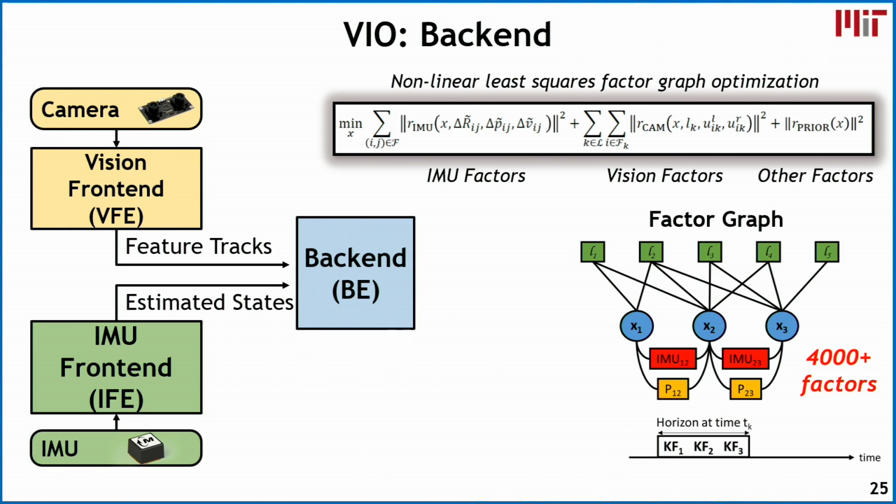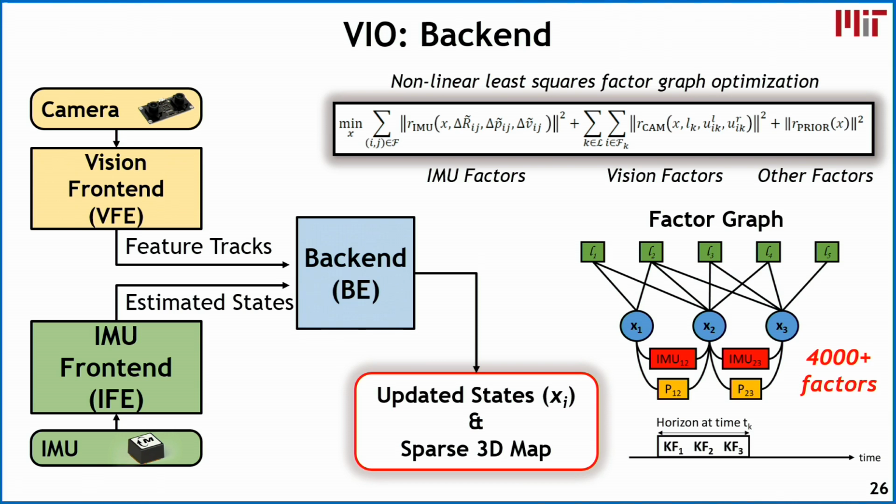The other thing I want to mention is we perform this optimization over a range of keyframes, which we refer to as the horizon. So we're not just looking at one measurement or one timestamp, but we do the optimization across multiple timestamps or multiple keyframes. As a result, the size of the factor graph can be quite large. We're talking about over 4,000 factors. And then furthermore, the factor graph itself changes over time, so it's dynamically changing based on the data that it's collecting. Once we solve this factor graph, we generate the updated states every keyframe, as well as a sparse 3D map.